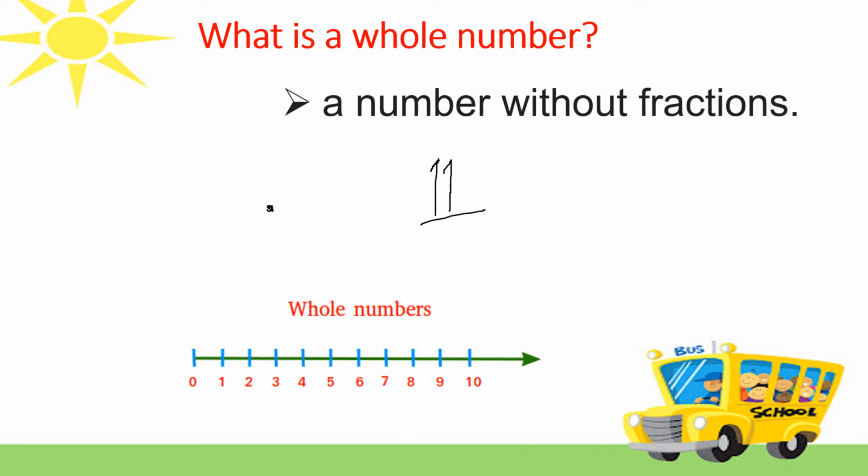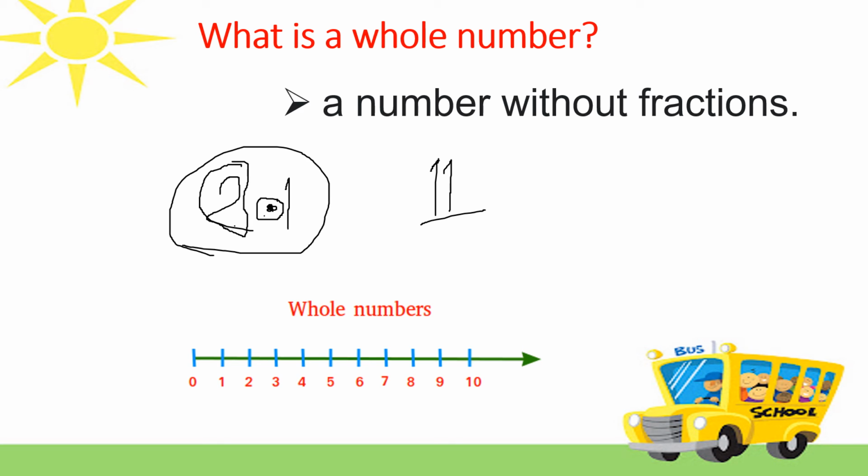But what if you see 2.1? Okay, is this a whole number? No, it's not. That is a decimal. Okay, 2.1 is a decimal because it has decimal point. Okay, this number is what we call the whole number. Understand? So a whole number is a number without fractions.